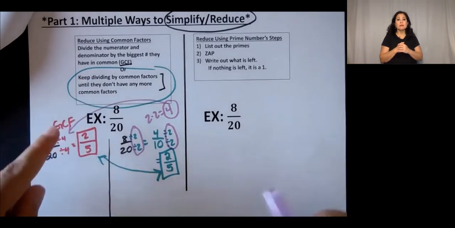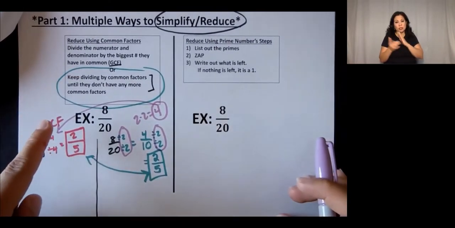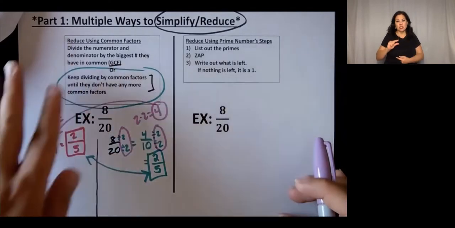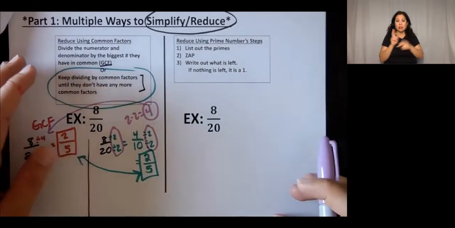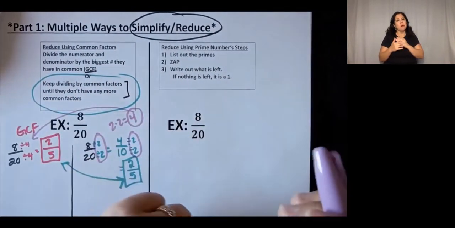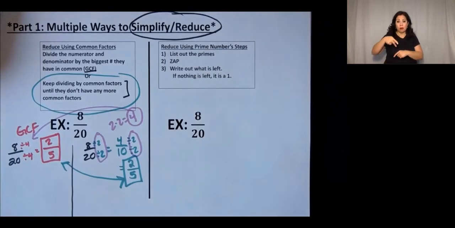All right, so this is the most common way of doing it, right? Finding the biggest common factor. People usually get to this point. This is where we want you to get to. But if you're still practicing this, then using this way is totally okay. And we're going to be looking at that today as well, okay?